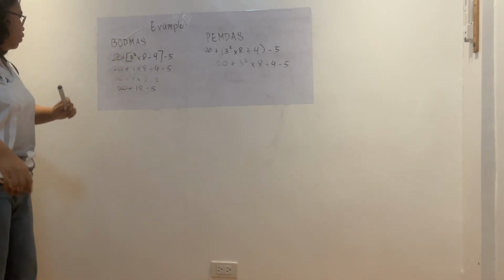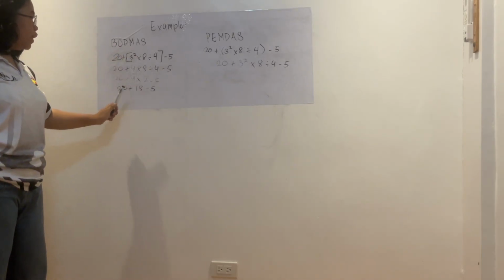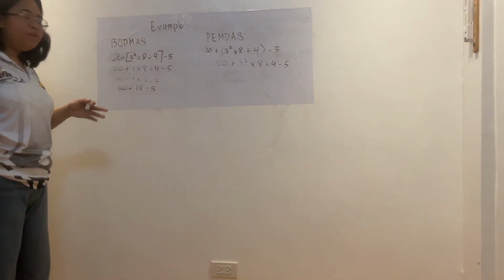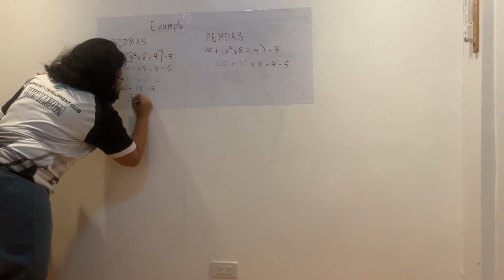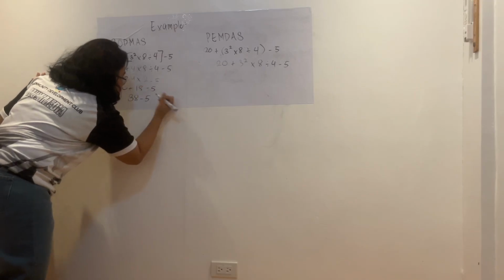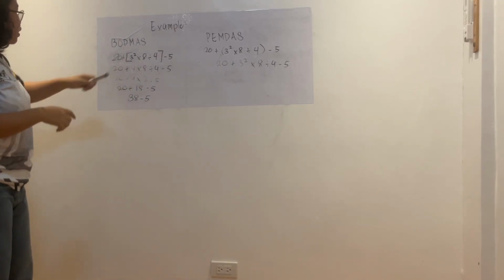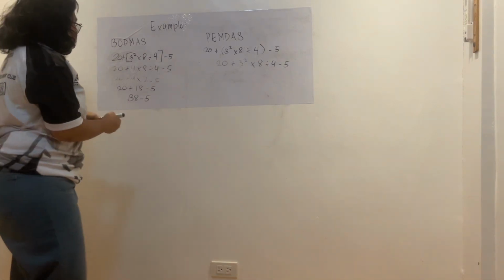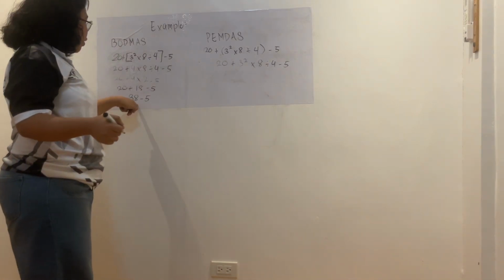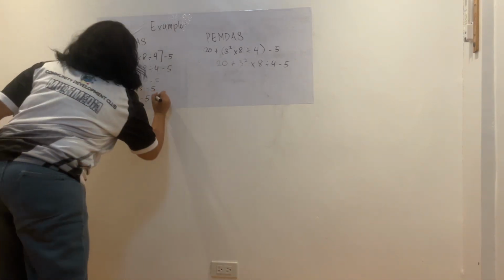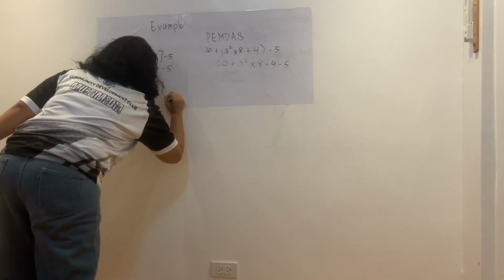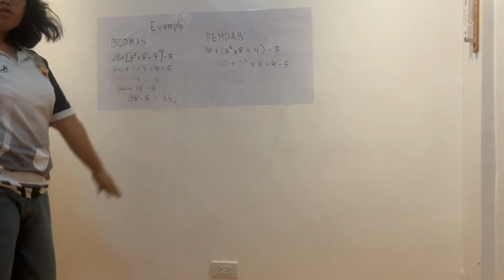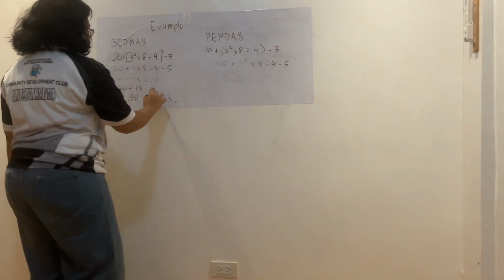Now, sa addition na tayo. So, 20 plus 18 is equal to 38. Then, minus 5. So, tapos tayo sa addition. Now, last is the subtraction. So, 38 minus 5 is equal to 33. So, that's our answer for BODMAS.